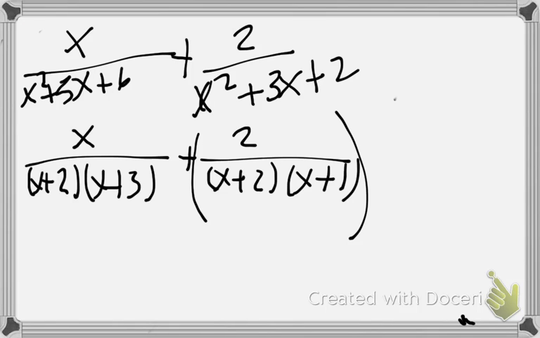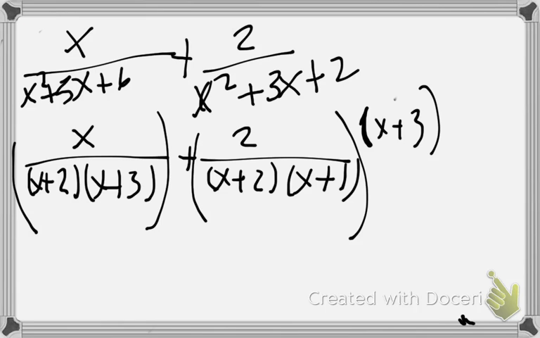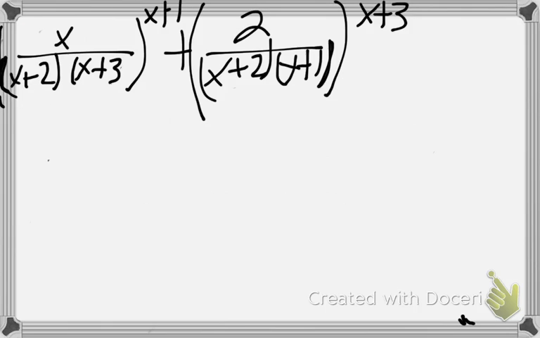So what is this side missing? Well, this side is missing x plus 3, so we're going to multiply the right side by x plus 3. And then next, the left side, what's the left side missing? The left side is missing x plus 1. Okay, so we're going to erase all this.